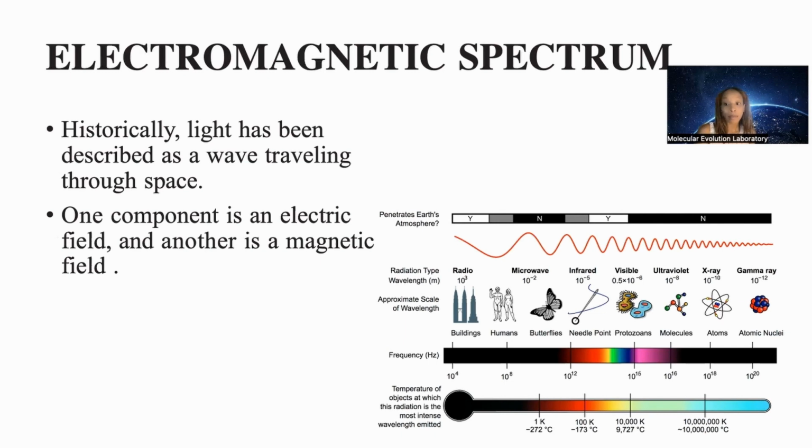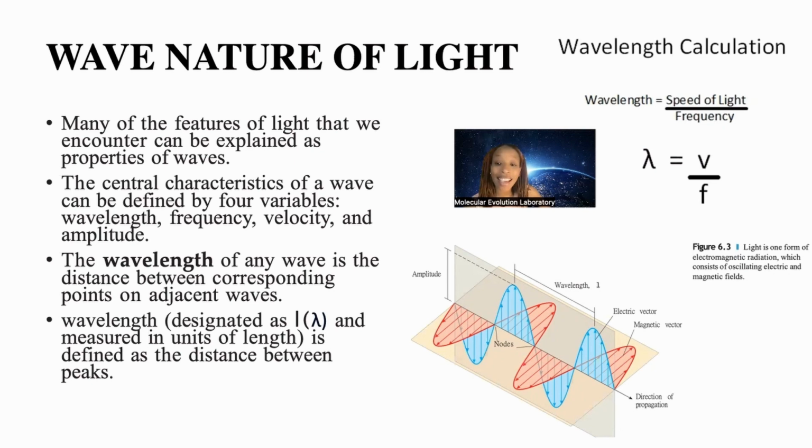Historically, light has been described as a wave traveling through space. One component is an electric field and the other is a magnetic field. Here we have the temperature of the objects at which the radiation is most intense, and this basically goes from 1 Kelvin, which is negative 272 degrees Celsius, all the way to 10 million Kelvin. The features of light that we can appreciate, we describe as the properties of the wave. Frequency, the amplitude, the wavelength, velocity are all properties of waves, or the light waves that we can observe.